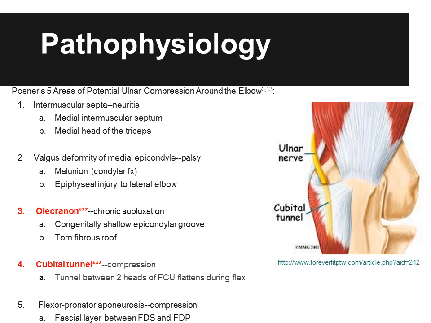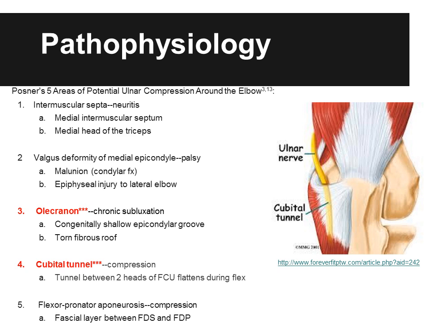According to Posner, the ulnar nerve is compressed at 5 potential areas around the elbow. The ones highlighted in red are the most common sites. First, the ulnar nerve can be impinged within the intramuscular septa, resulting in neuritis. This can occur either at the medial intramuscular septum, through which the nerve pierces to reach the olecranon groove, or due to hypertrophy or malformation of the triceps muscle, where the tendon chronically snaps over the medial epicondyle and hits the ulnar nerve.